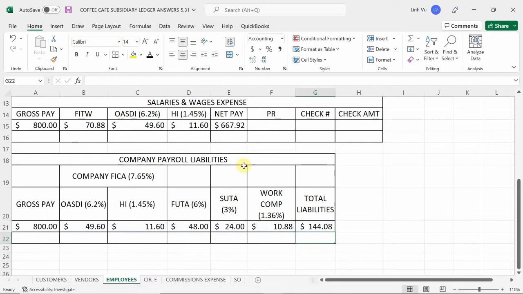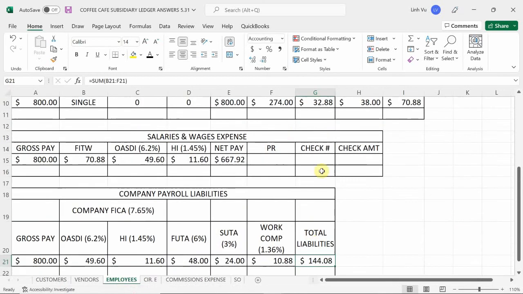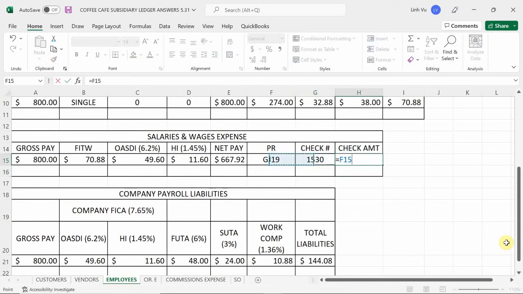Okay? So before we actually journalize this, let's finish up here. So PR was General Journal 19. What check number did we cut her? 1530. And what was the check amount? It was $667.92. Okay. Just so that we could keep it in our records that we did make a payment to her.